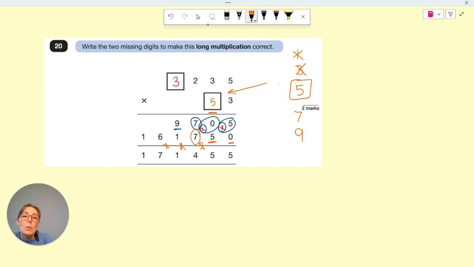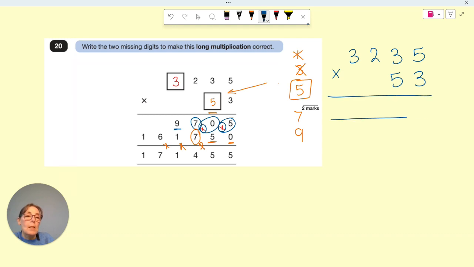I think it's 3,235 times 53. And if you wanted to, you could work it out. Let's see if I'm right. I've got a different way I could do it actually, but I'm not going to do it that way. I'll do it this way. We could do it the other way as well. Let's put our 0 in, put our plus here.